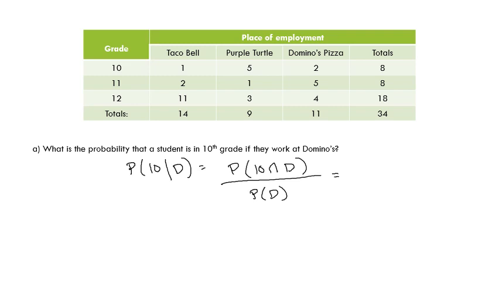So 10th grade and Domino's, where do we find that? So 10th grade and Domino's, that's right here, it's 2. All right, and then probability of Domino's total, there are 11 total Domino's, so 2 out of 11. Okay, so it's not too bad.